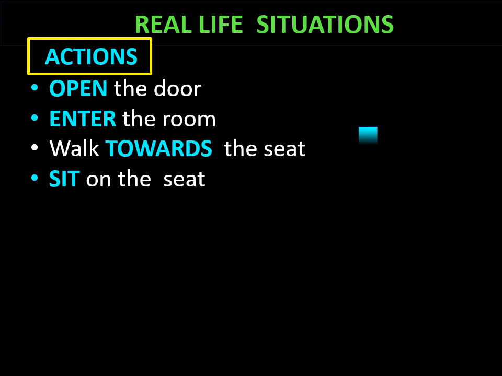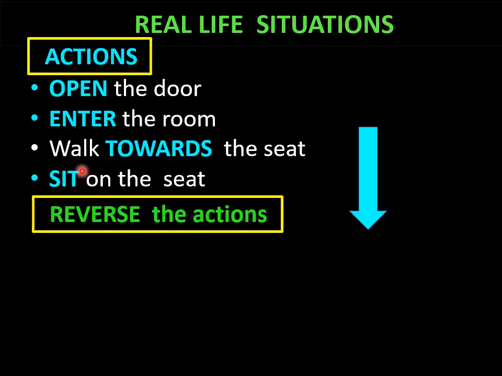Right? So if we look at that, we've done these actions in this order. First open, then enter, then walk towards, and then sit. And if we want to reverse it, we have to go the other way. So the last action must be done first, and the first action will be done last, but we'll reverse the actions. So can you tell me what's the first thing we'll do?